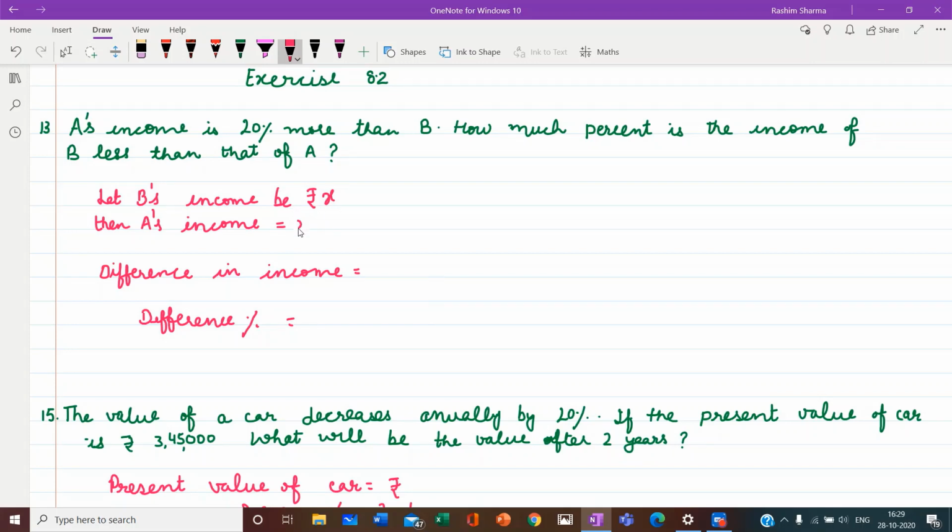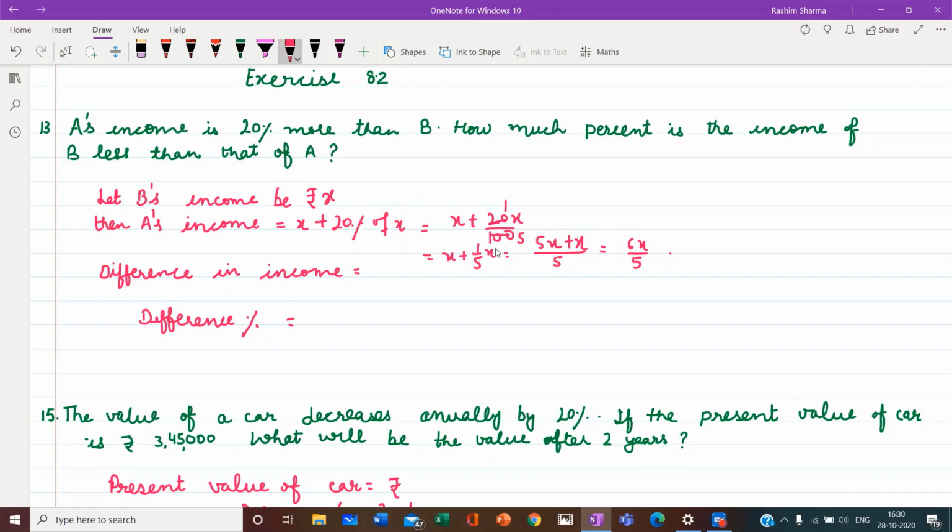It means in B's income, if we add 20% of it, okay, so it is x plus 20x on 100. 20 on 100 means we can reduce it. It will come as x plus 1 on 5x. So when we take LCM 5, it comes as 5x plus x, which is equal to 6x on 5. Okay, so this is A's income and B's income we have taken as x.